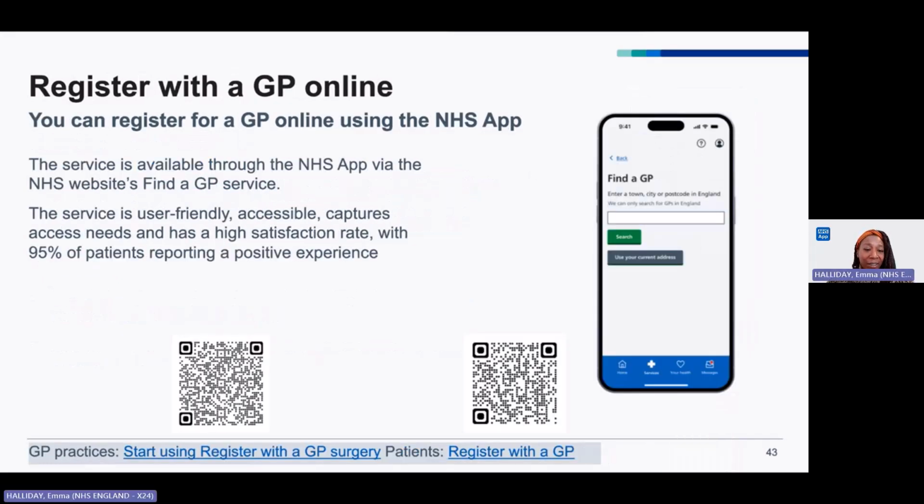And this is the final slide that I'm going to talk to before inviting Marion Smith to speak. It is the ability to register with a GP online. If your practice has signed up for this service, it allows a patient to find and register with a GP surgery via the NHS app, so they don't have to physically go into the practice. For any practice who'd like to enrol, you just need to sign up to NHS Profile Manager.